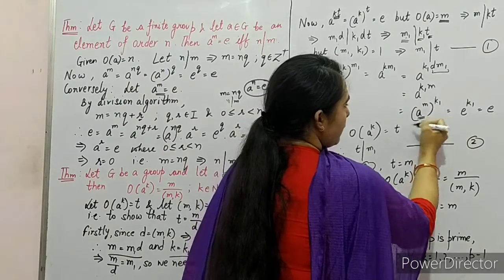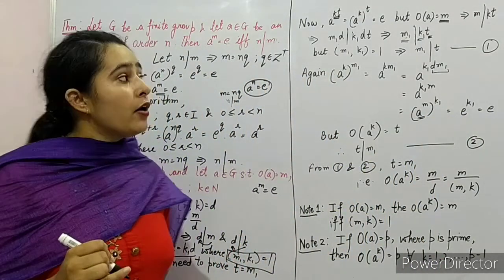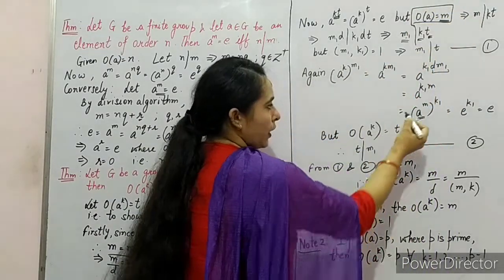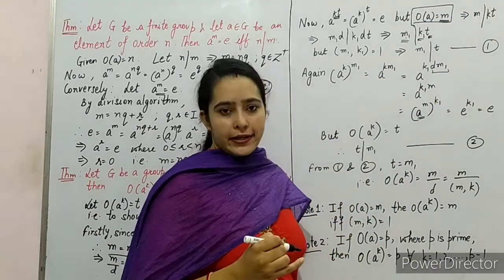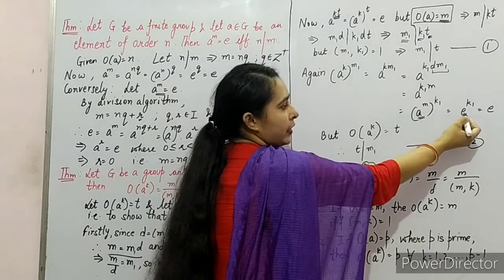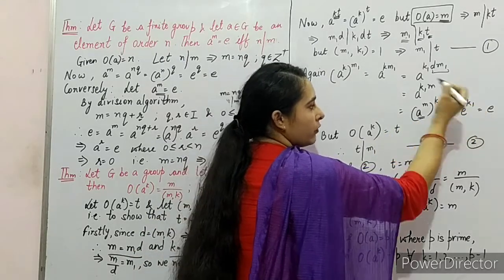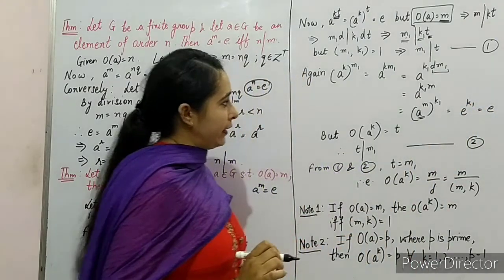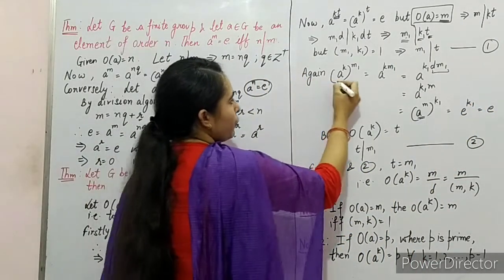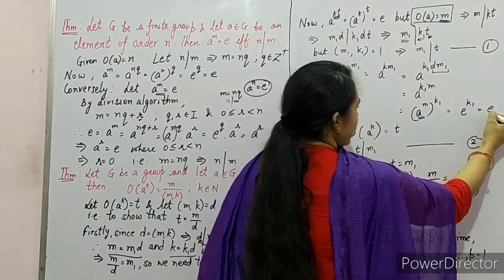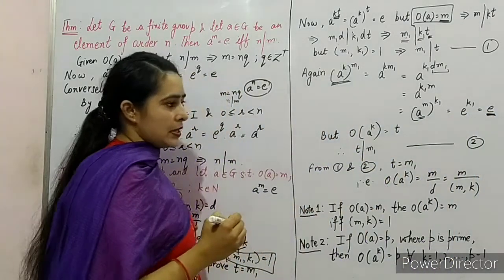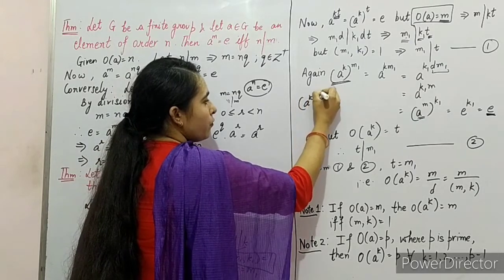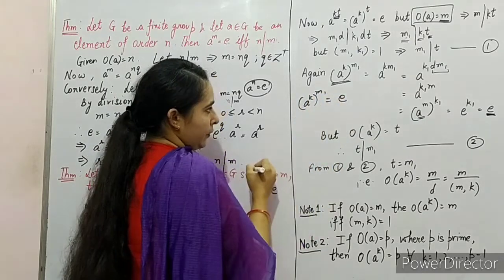Now, what is a to the m? a to the m is identity. Why? Because the order of a is equal to m. So a to the m will be equal to identity. So, substitute identity here, you get e raised to the power k1. Now, identity raised to the power of some positive integer gives identity. So, we have started from here and arrived at here. That means we have a raised to the power k raised to the power m1 is equal to identity.